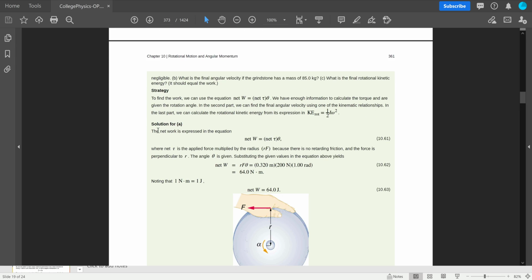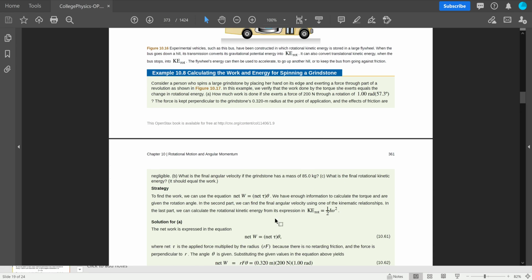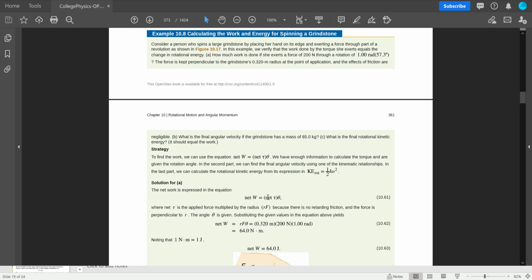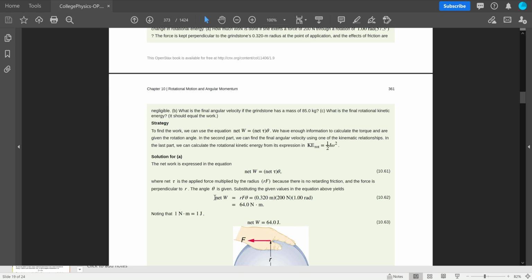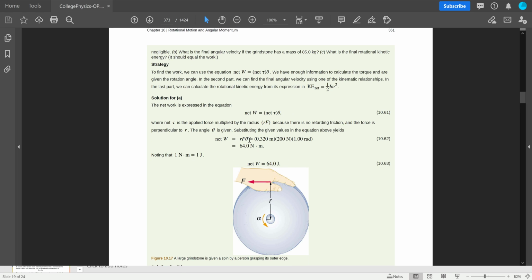Okay, so our net work, which is what we're looking for here, how much work is done. So we know our net work is equal to our net torque times our theta. So we know that torque is r F, and we know that it has a radius of 0.32, and we know our force is 200, and our theta is 1 radian. So we multiply that straight through, and it's 64 newton meters, and we note that 1 newton meter is equal to 1 joule. So remember, we have to transition that because now we're talking about work. We're talking about energy. So 64 joules.